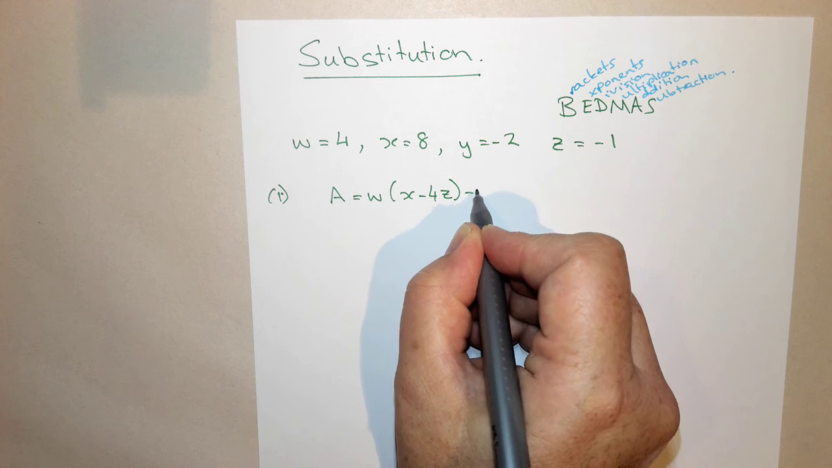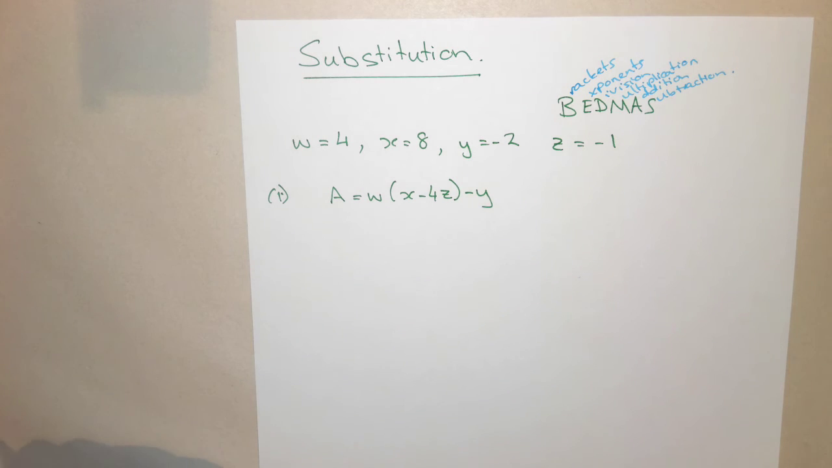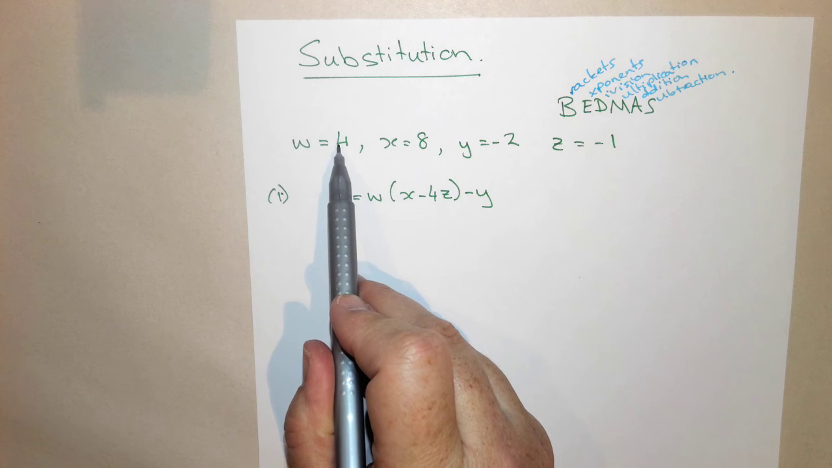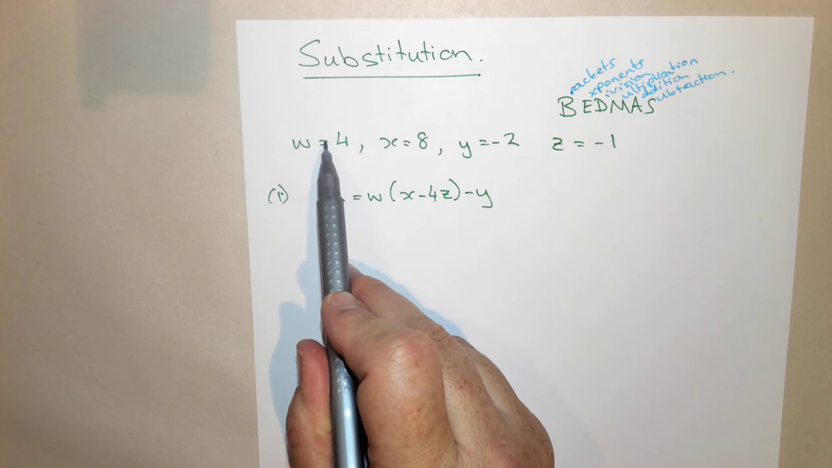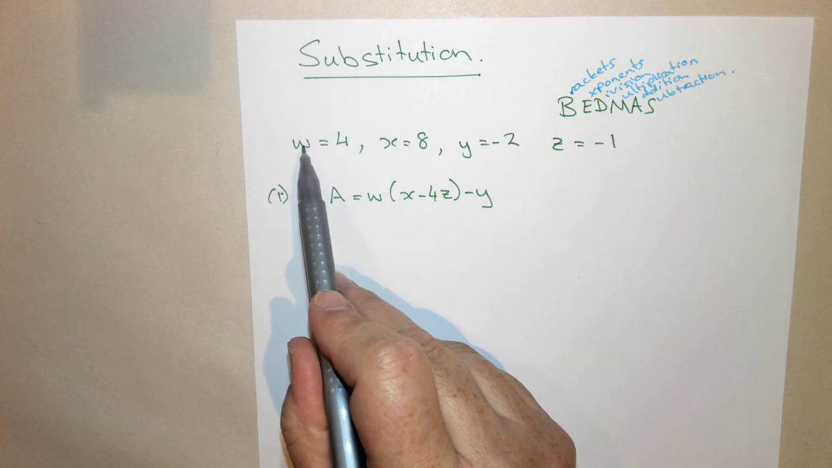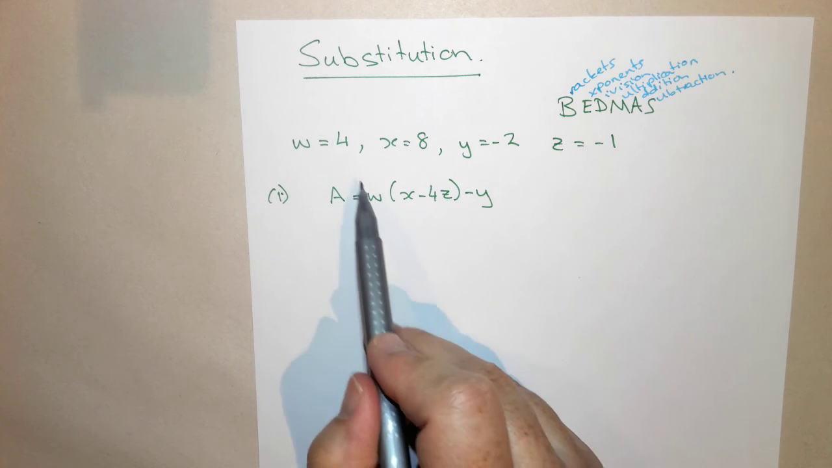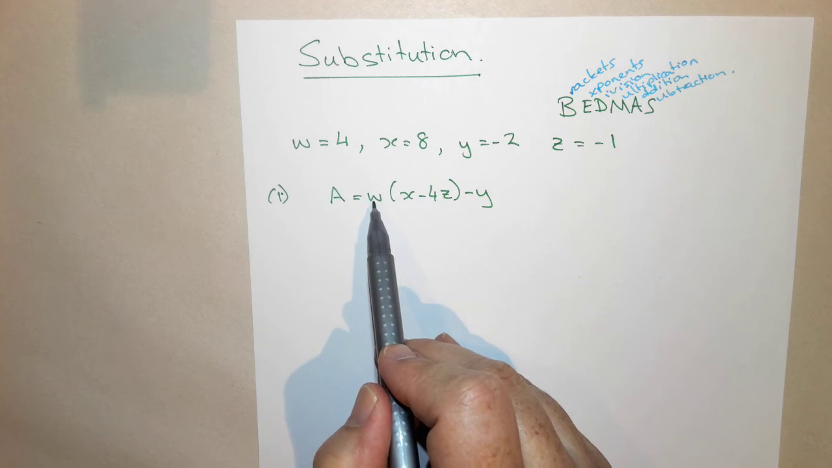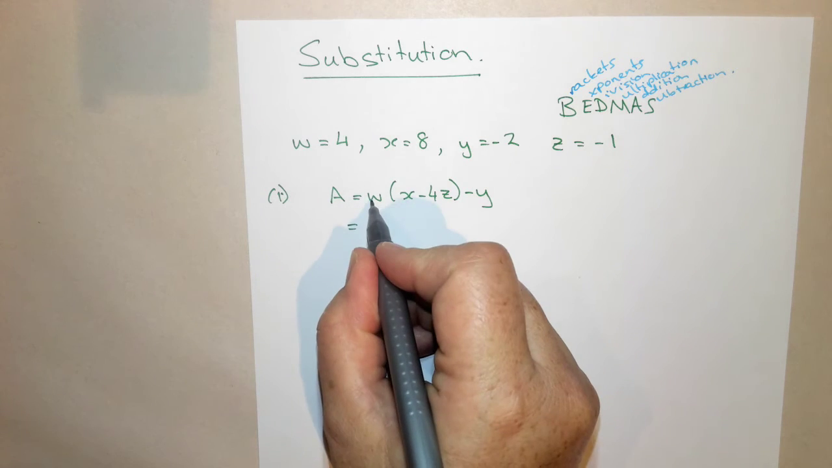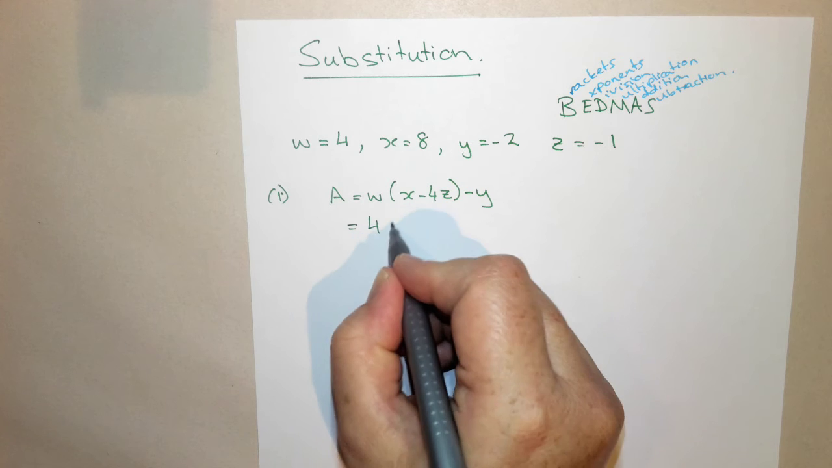bracket take away Y. So what I want to do is I know that W is equal to the number 4. These are the same, that's what the equal sign means. So it means in this equation here, when I've got a W, I can replace that with something that it's equal to, which is the number 4. So I can put the number 4 in place of W, because W is equal to 4.